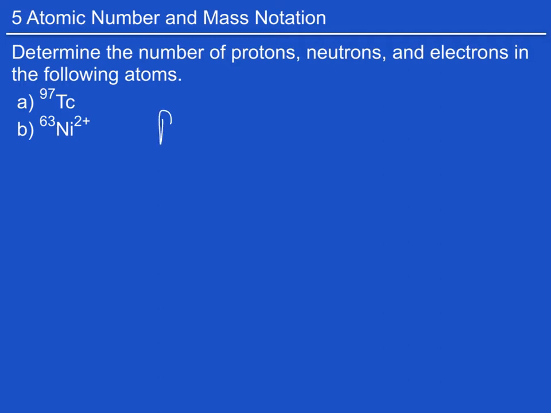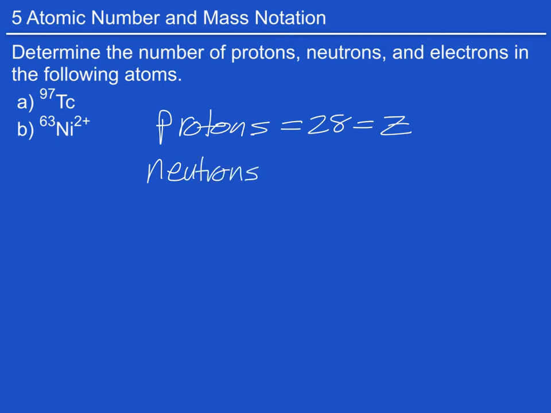That means that the protons are 28, right? Because that's equal to the atomic number on the table. Okay, again, finding the neutrons now. We need to do the mass number, 63, and we need to take away the number of protons, which is 28. Okay, and so what we're going to end up with is 35 neutrons.